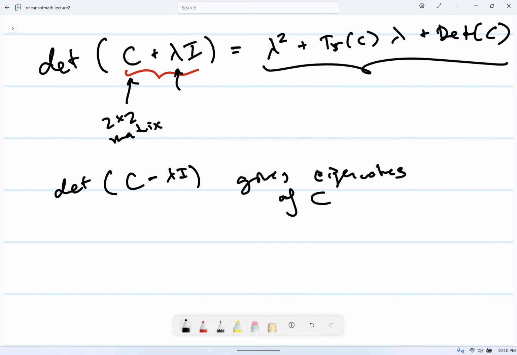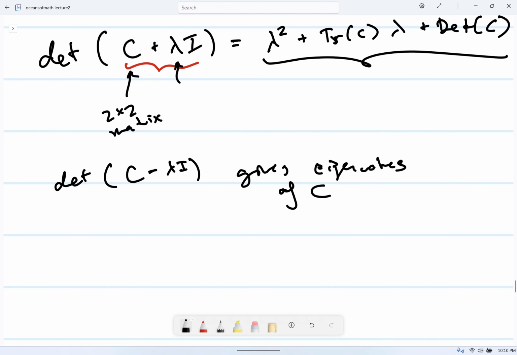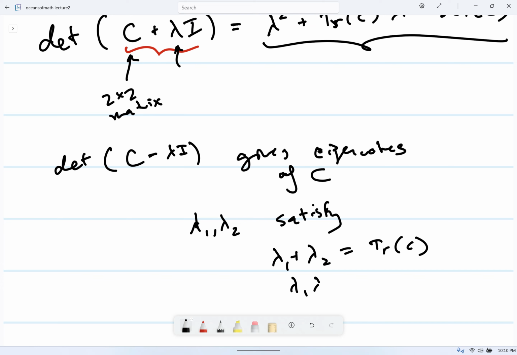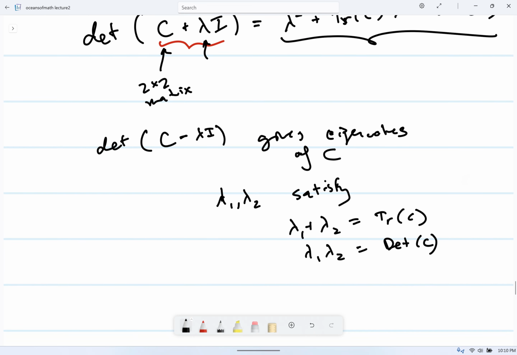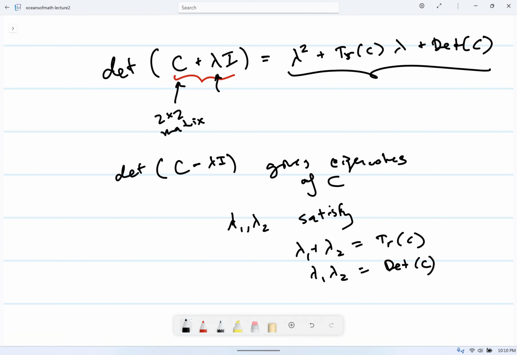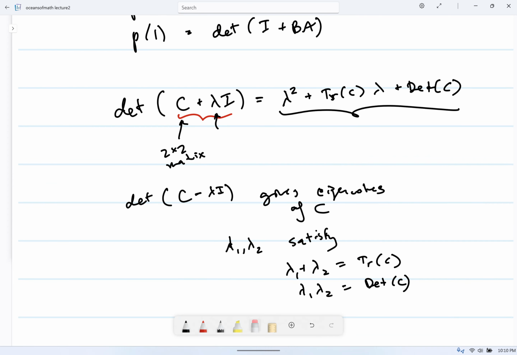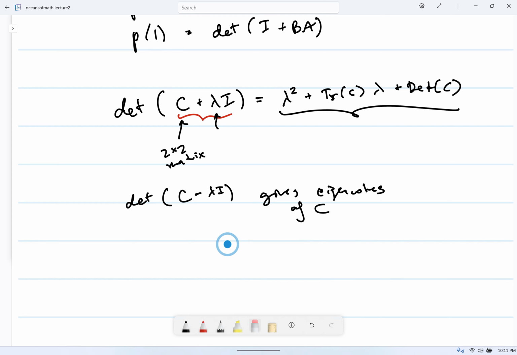And now a crucial fact is that the eigenvalues of C, let's call them lambda 1 and lambda 2, satisfy lambda 1 plus lambda 2 is equal to the trace of C, and lambda 1 times lambda 2 is equal to the determinant of C. And this is a fact that actually holds in higher dimensions as well. The sum of the eigenvalues becomes the trace, and the product of the eigenvalues becomes the determinant of the matrix. Okay. All right, so enough with that little review there.